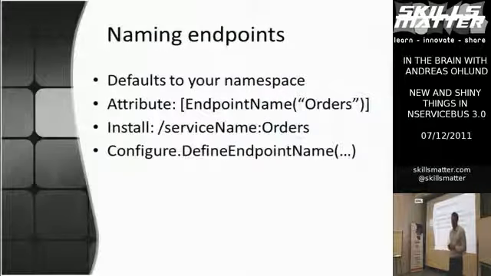There are a couple of ways you can name your endpoints. The first one is that the namespace of the endpoint configuration will be the endpoint name. So if your endpoint configuration class is in a namespace called orders, then the endpoint name will be orders. You can of course also use an attribute endpoint name. And you can also set the name when you install the host. The host that comes with NServiceBus can be installed to run as a Windows service. And when you do that, you can actually pass the name in there.